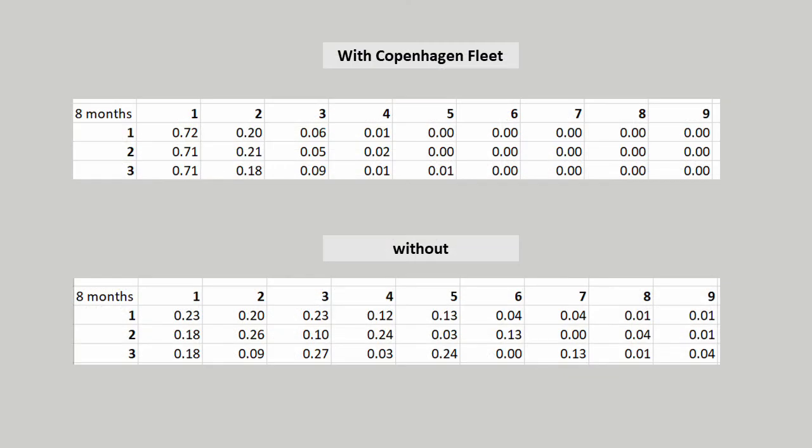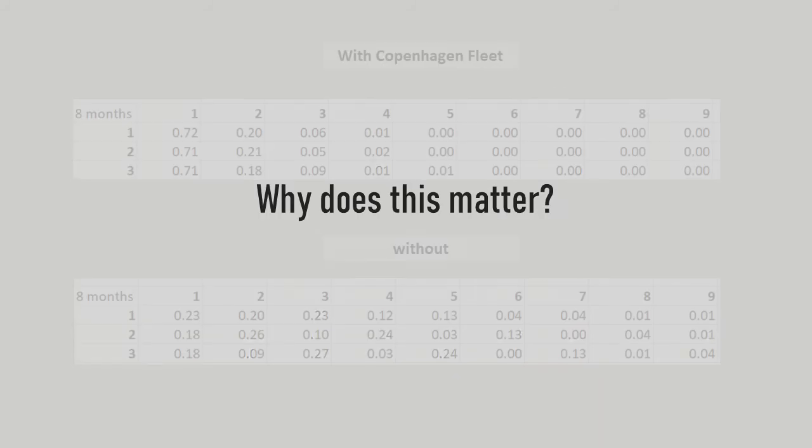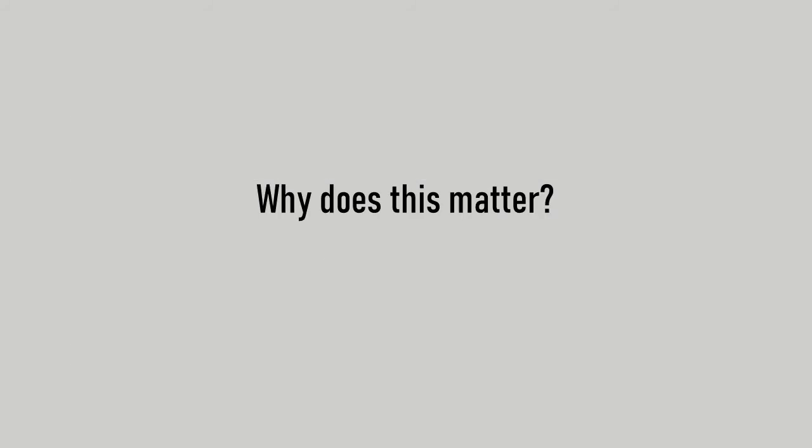With the Copenhagen fleet in place, the British factory lost marker will generally be on 1. Without the Copenhagen fleet in place, it's going to be running somewhere in the 2 to 5 range. That's a big difference for the British. Why does this matter? Well, it's fundamentally about Africa. So this is an example of how the game is interconnected.